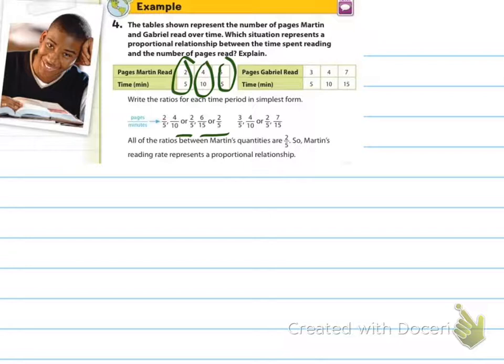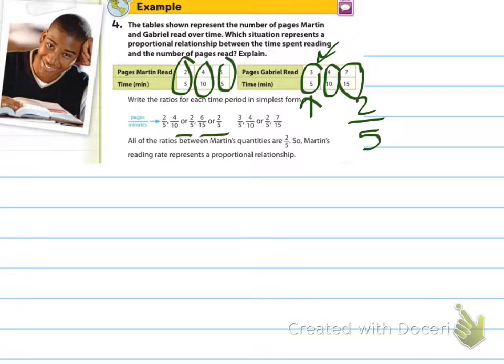Whereas over here for Gabriel, if you notice, Gabriel's went from 3/5 to 4/10, which would tell me that he reads 2 pages every 5 minutes, but right here it said he read 3 pages for every 5 minutes. And then with this one, that's even more messed up because I can't even simplify that to 2/5 or 3/5, which is what I would need it to be. So he's not reading at a constant speed, so he doesn't have a proportional relationship. So what I notice is that all the ratios for Martin's quantities are 2/5, so his is proportional.